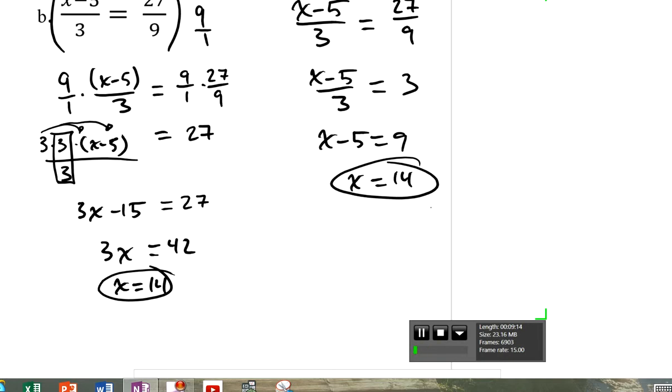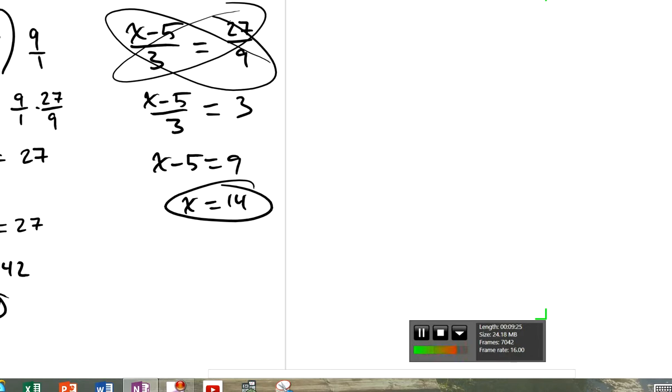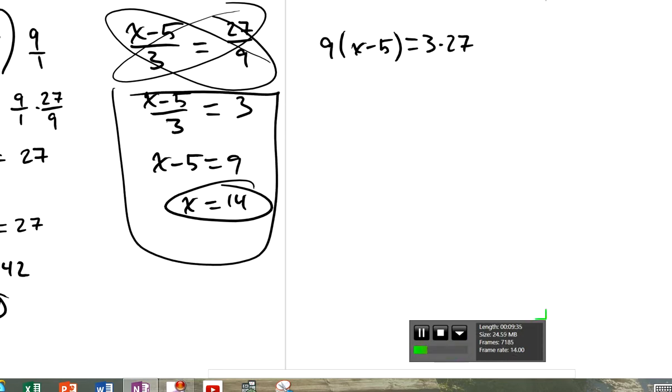That was sweet, right? And I still think some of you are saying, you still did it a different way, and that's okay. But that was nice. But you could also do this. This product is equal to this product. So if you were to multiply 9 times the quantity of x minus 5, that would be the same thing as 3 times 27. But really, I think that's brilliant. Last question then.